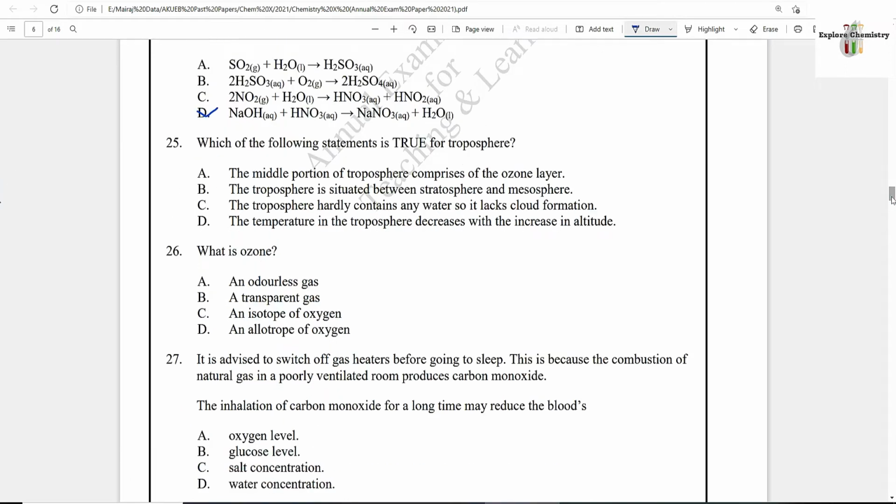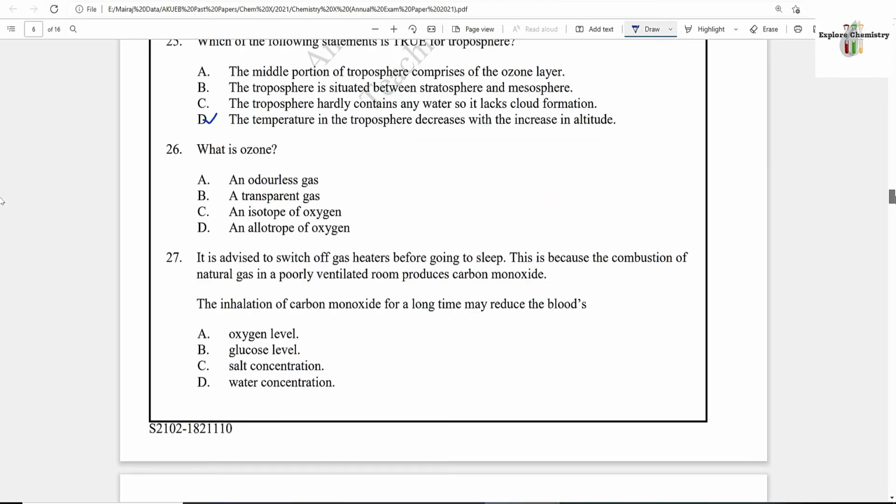Number 25, which of the following statements is true for troposphere? The middle portion of troposphere comprises the ozone layer. No, ozone is present in stratosphere. The troposphere is situated between stratosphere and mesosphere. No, troposphere is the first layer. The troposphere hardly contains any water, so it lacks cloud formation. No, cloud formation takes place in troposphere only. So option D is the answer. The temperature of the troposphere decreases with the increase in altitude due to the decrease in atmospheric gases concentration.